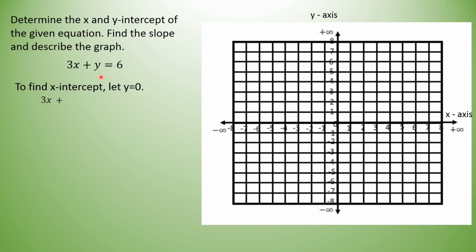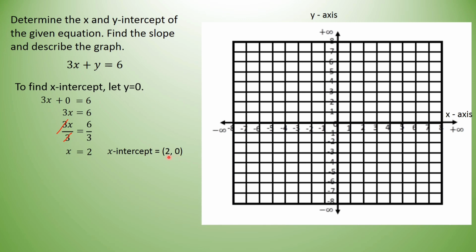Okay, so we have here 3x plus, y will be substituted by 0, equals 6. So, 3x plus 0 equals 3x, and then bring down equals 6. Since ang x natin ay may numerical coefficient pa na 3, we have to divide both terms by 3. So, 3x over 3 is equal to 6 over 3. Cancel 3, so the remaining term is x equals 6 divided by 3 is equal to 2. Okay, so it means that our x-intercept is (2, 0).